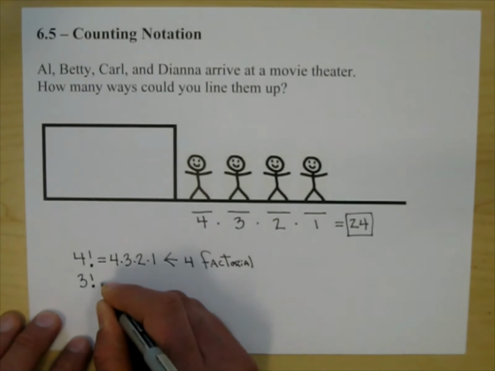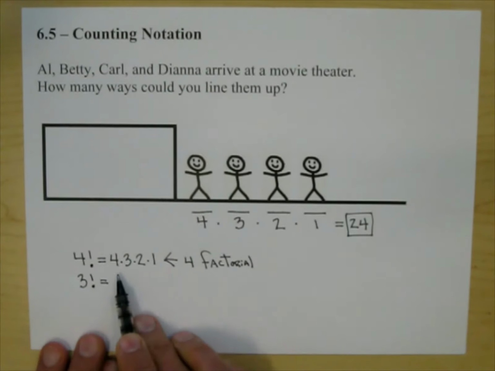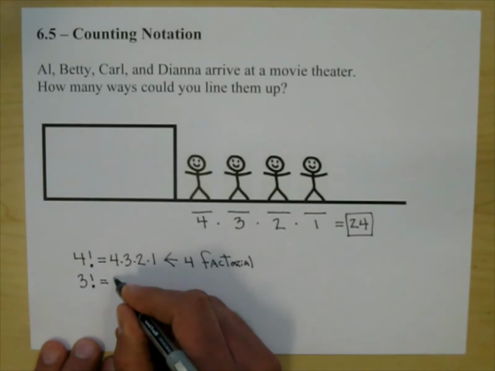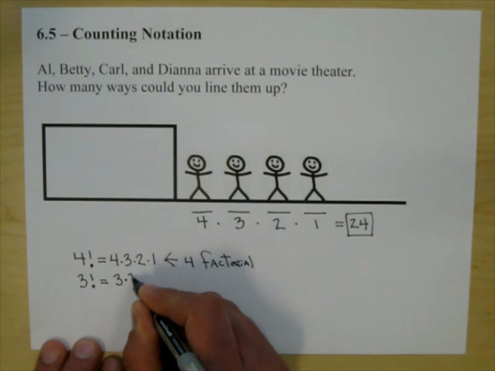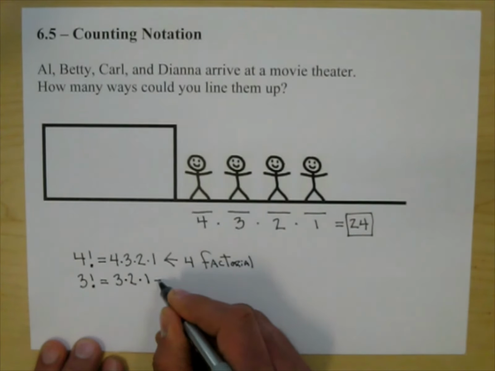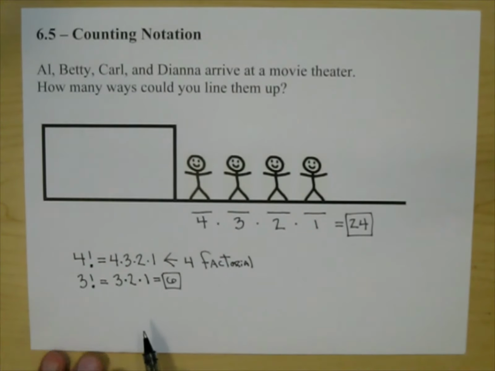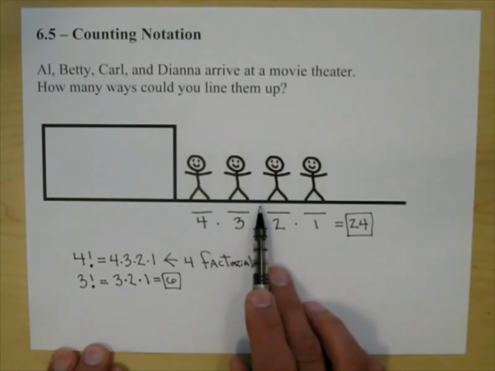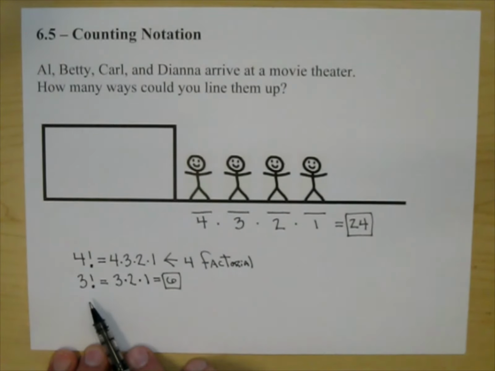3 factorial, and so 4 factorial, what you do is you just multiply till you get down to 1. 3 factorial, it's the same thing. It is 3 times 2 times 1, which happens to be 6. That's 3 factorial. And 3 factorial would be if you were just going to line up Al, Betty, Carl, and Diana wasn't there. So there's just 3 people. And there are 6 ways of doing that.